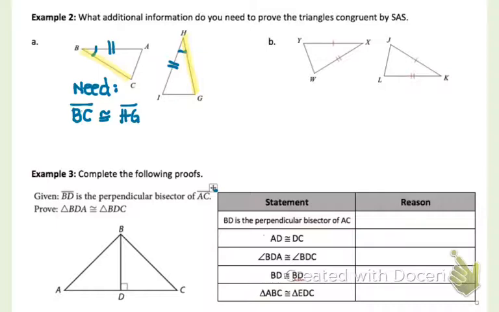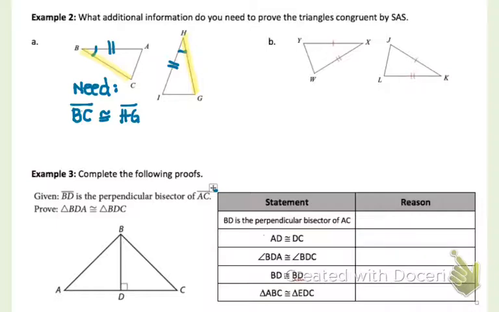Now how would we find that? We couldn't do it just by looking at it. There's no way to tell. But if we were given more information, if say these were connected along that side or whatever, we might be able to prove it if we knew those two pieces of information.